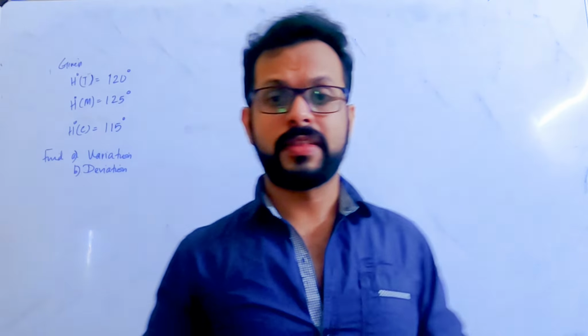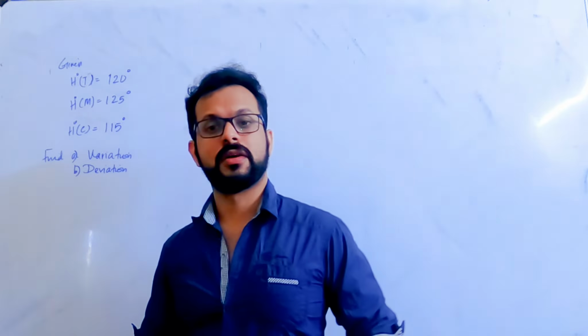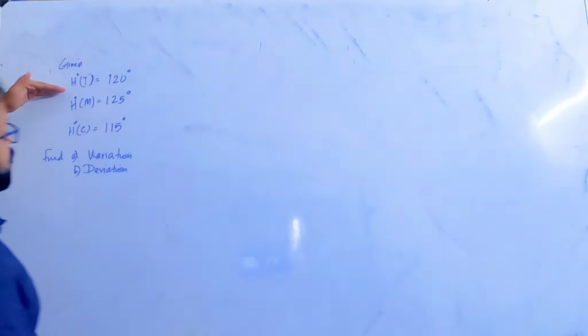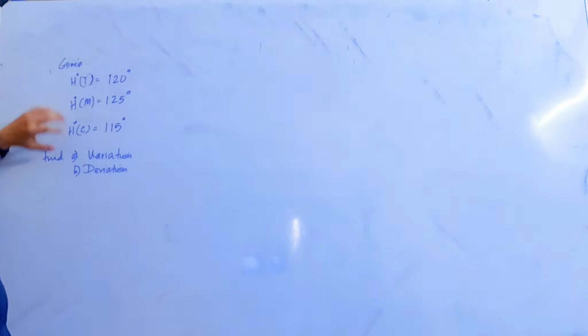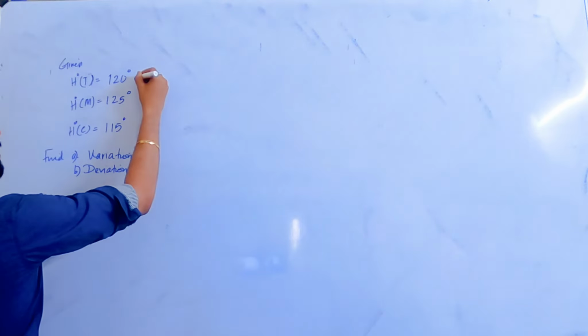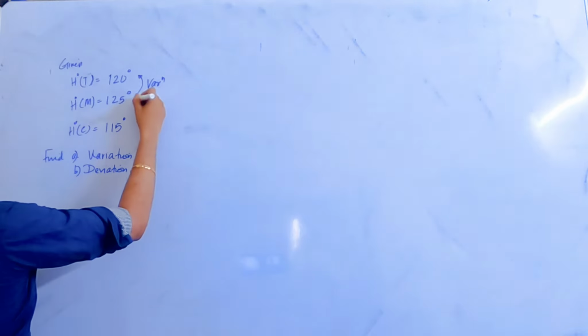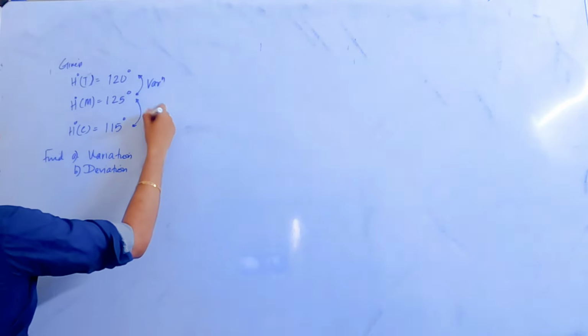So here you are given the headings, you have to find out the variation and deviation, right? Given true, magnetic and compass headings, the connection between the true heading and the magnetic heading is what is called variation. So variation gets applied here. And the connection between magnetic heading and compass heading is deviation, right?